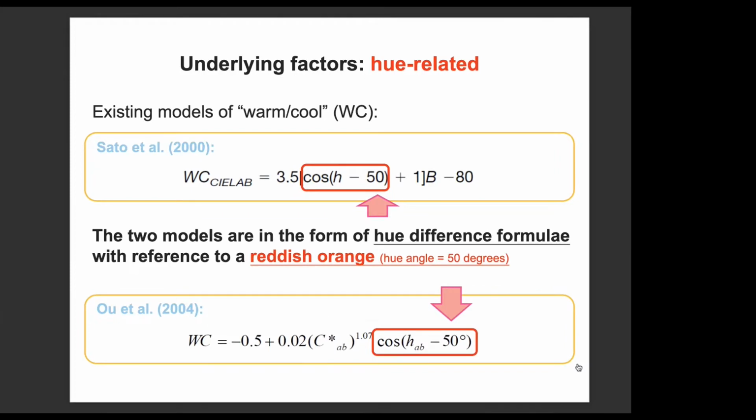Yes, okay, right. So here I put 50 there because we found in our experimental results that 50 degrees in terms of hue angle is the warmest hue. So it's put there for this reason.